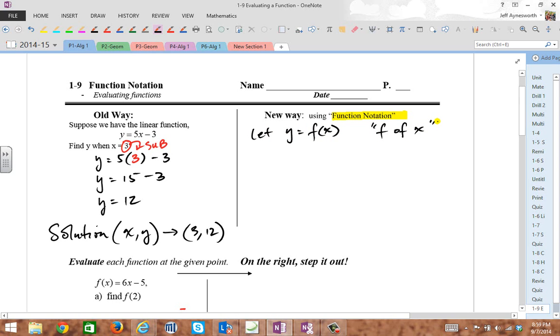Good job. Now, a lot of people think f is being multiplied by x here because they see the parentheses, and that's not the case. It's just a notation, guys. It's just another way of saying y.